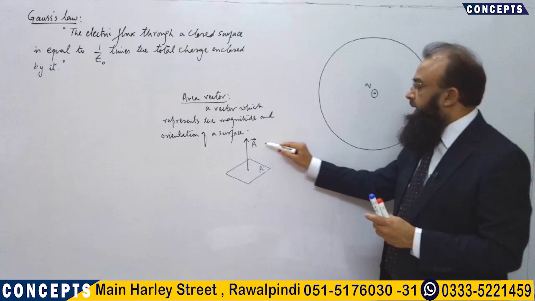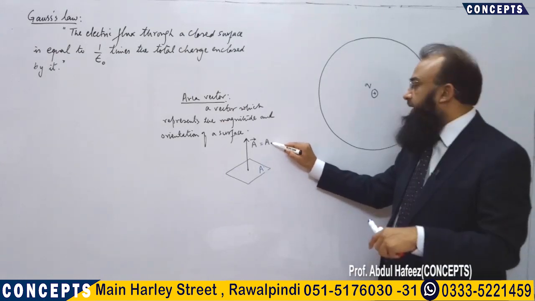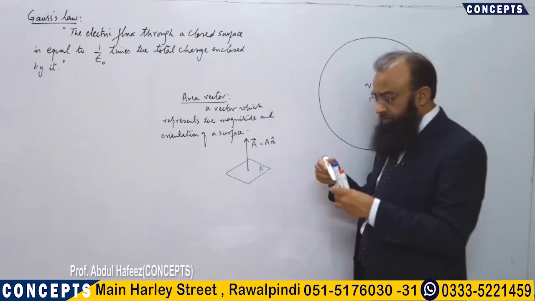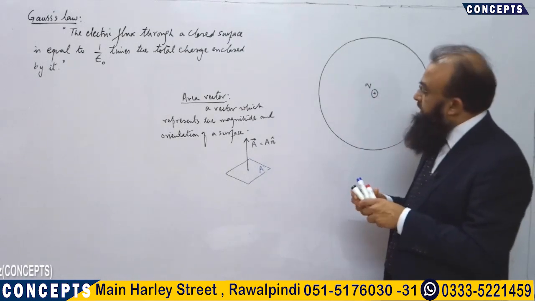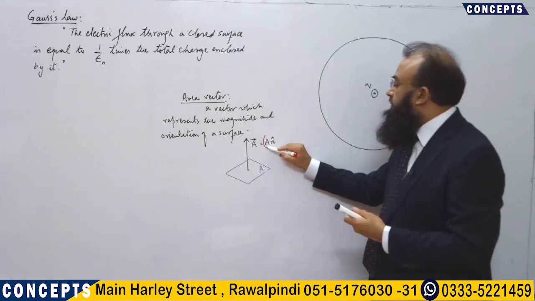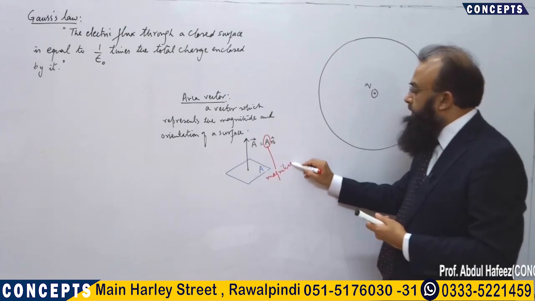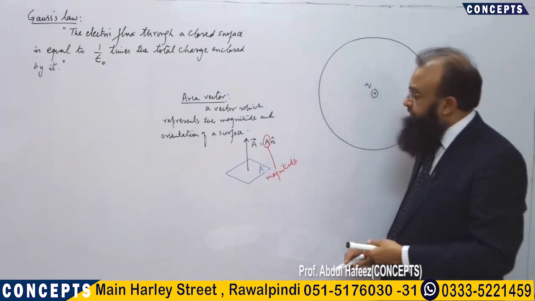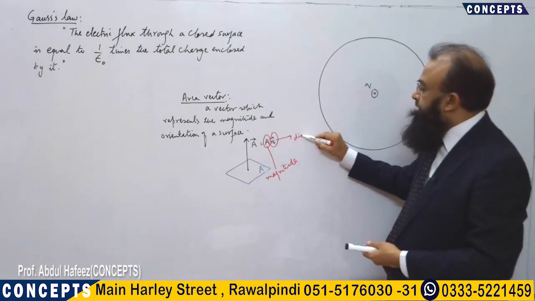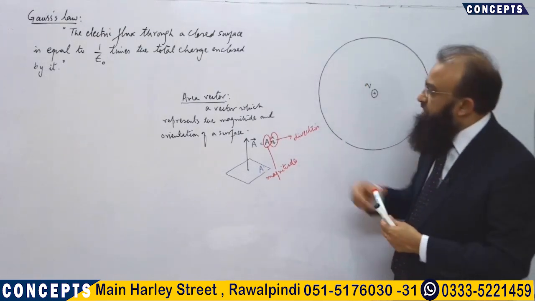And you know that any vector can be written as the magnitude of that vector times the unit vector. So this A represents the magnitude of the surface, and this n unit vector represents the direction, the orientation of this surface. So this is an area vector.